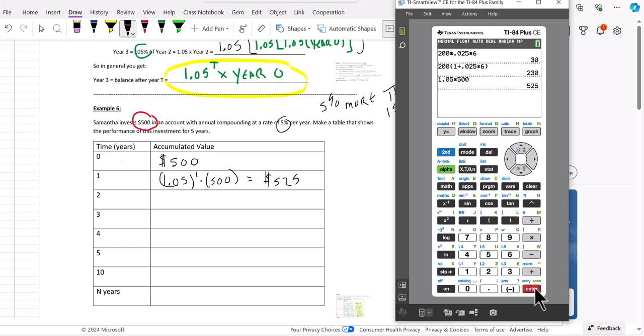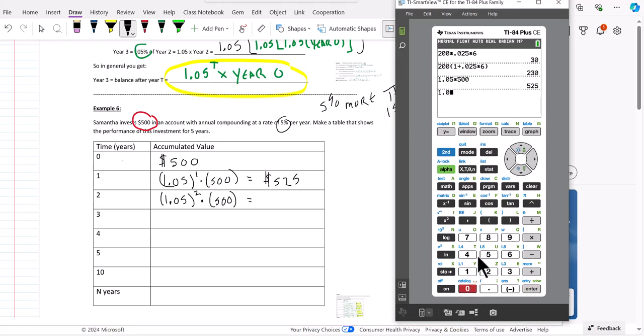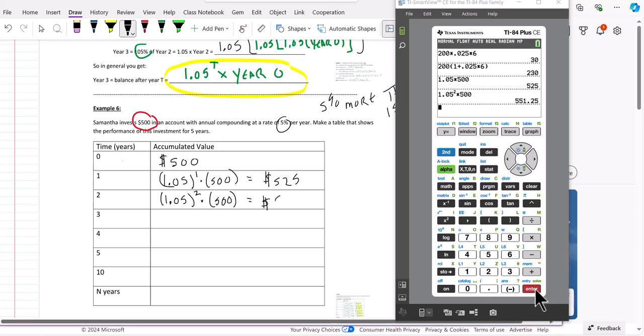Now, we go to year two. Now what we do is 1.05 to the second power times 500. Again, if you do that on your calculator, you could put in 1.05 raised to the second power and then times 500. And that amount would give you $551.25. Okay, so that's how that goes.